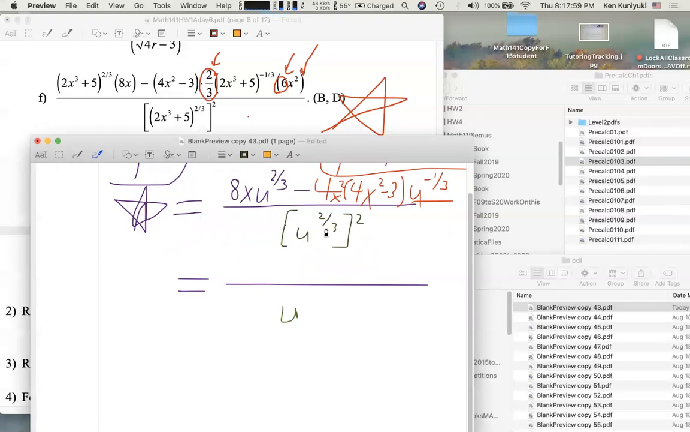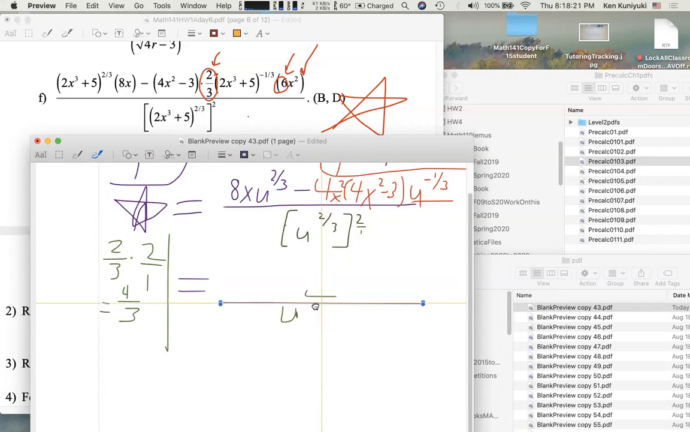You multiply. When you raise a power to a power, you multiply. So 2/3 times 2/1, I'm not kidding. 2/3, this is side work, right? I encourage side work. And we get 4/3. So the new exponent on the bottom is 4/3.